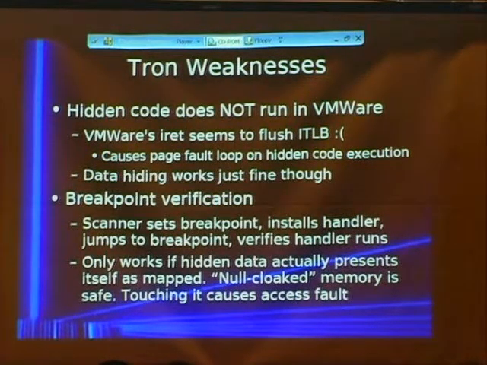So there are some weaknesses to Tron. The first one really breaks my heart. I think it's the worst weakness, and that's that hidden code doesn't run in VMware. I want to call this a VMware bug, because their IRET doesn't maintain the ITLB. It flushes the ITLB, or its virtual copy of the ITLB, upon return to user land code. This should be a perf bug. I mean, if there's a page fault happening in your code, now they've also got to do the translation for the code as soon as it returns and get that back into the ITLB again.